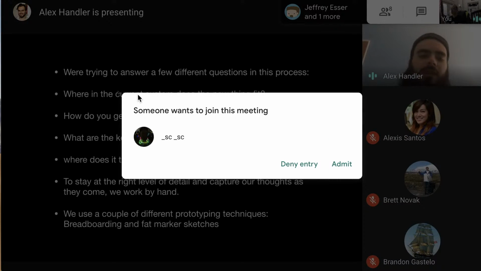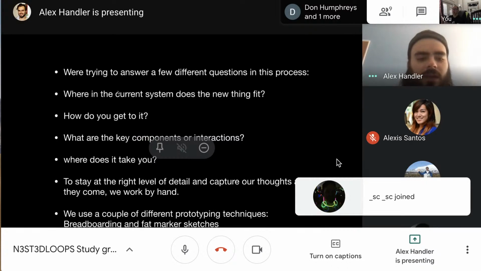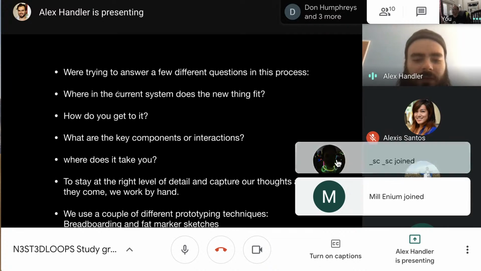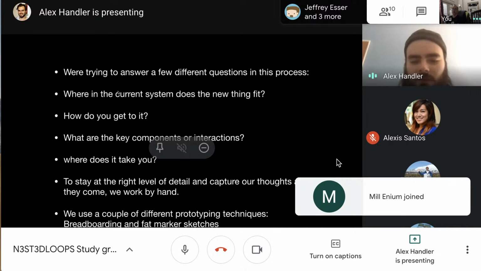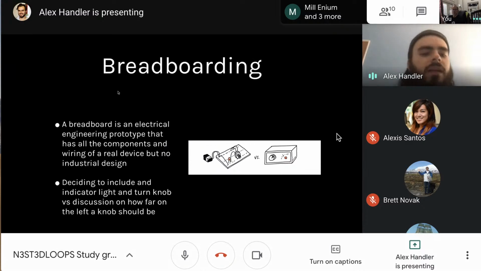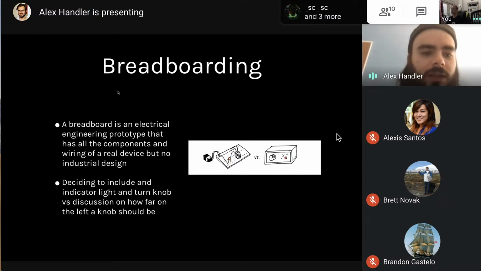To stay at the right level of detail and capture our thoughts as they come, we work by hand. And working by hand, we use a couple of different prototyping techniques, breadboarding and fat marker sketches. The first one we'll talk about is breadboarding. A breadboard is an electrical engineering prototype that has all the components and wiring of a real device, but none of the industrial design.